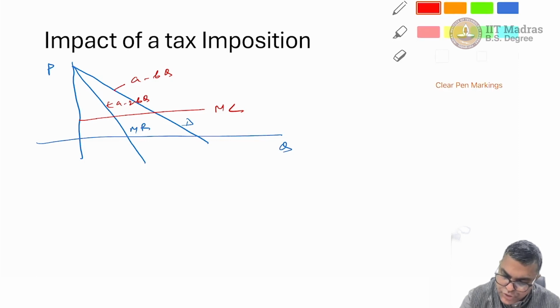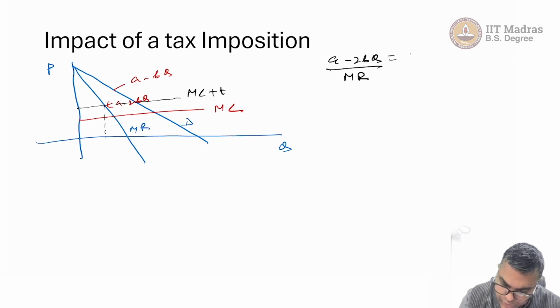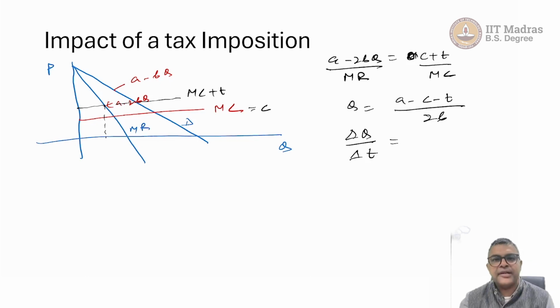If a tax is imposed on the monopolist, let us say that tax is of T, then the marginal cost curve will shift upward, and this is MC plus T. How we are going to figure out? Now the new point is A minus 2BQ, because this is what MR is, equal to the new marginal cost, which is MC plus T, which we can say MC is just equal to small c, so c plus T, and from here we can get the Q, which is A minus c minus T divided by 2B. So, the rate of change in quantity because of tax imposition is minus 1 by 2B.